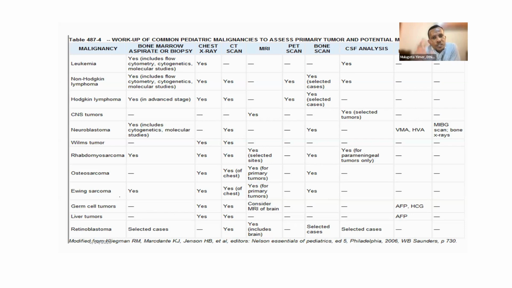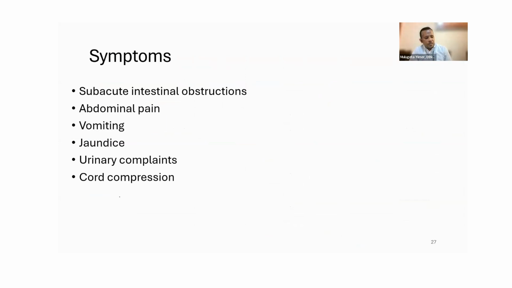So symptoms of intra-abdominal tumors in general could arise from subacute intestinal obstruction, difficulty passing feces and flatus, or bowel habit change, or it could be just chronic abdominal pain. It could be vomiting, jaundice, or urinary tract obstructive symptoms, or it could be cord compression from neuroblastoma.